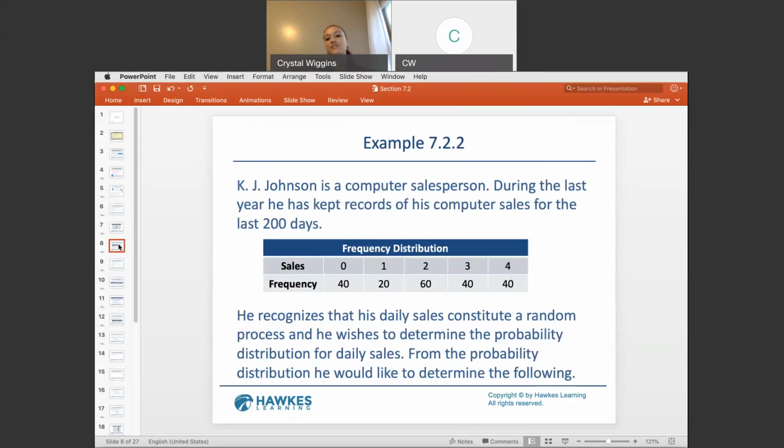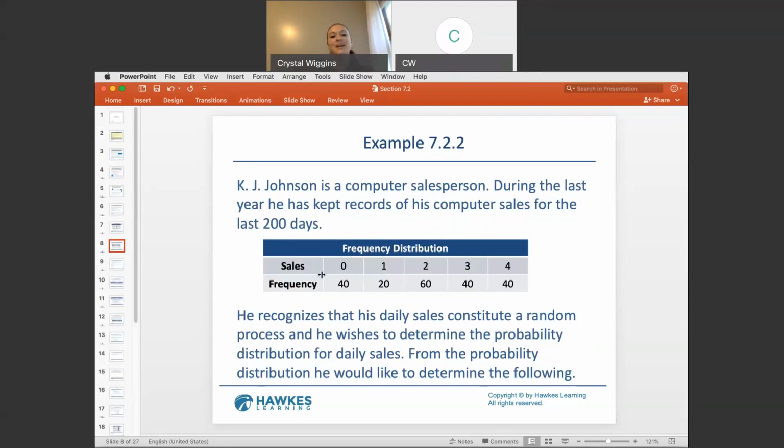KJ Johnson is a computer salesperson. During the last year, he has kept records of his computer sales for the last 200 days. He recognizes that his daily sales constitute a random process, and he wishes to determine the probability distribution for daily sales. From the probability distribution, he would like to determine the following.